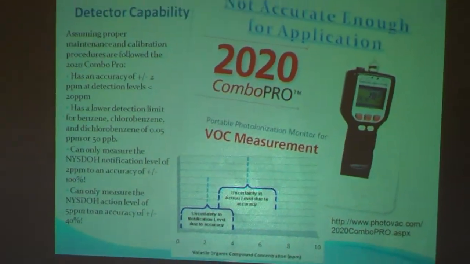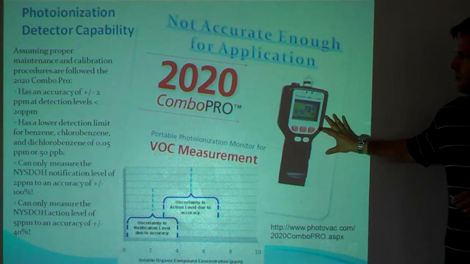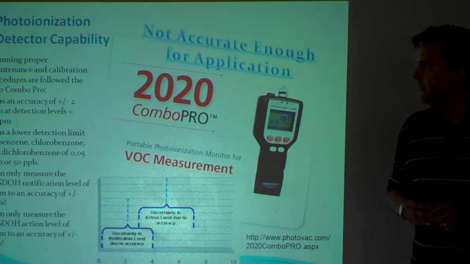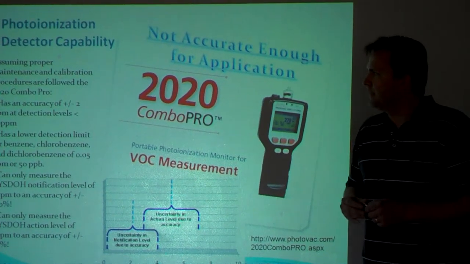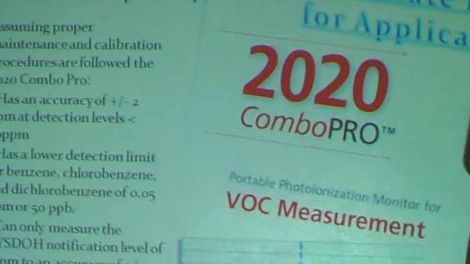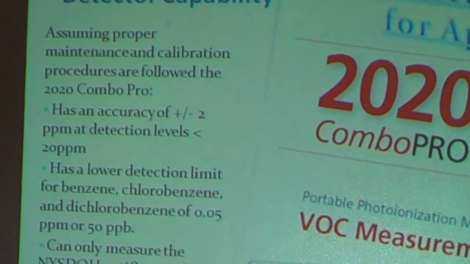The photoionization detector that's being used is called a 2020 Combo Pro, and we're going to assume that it's maintained and calibrated properly. In that case, it has an accuracy of plus or minus 2 parts per million at detection levels less than 20 parts per million, which is where we're interested in for this activity.